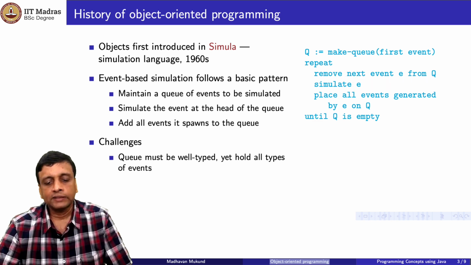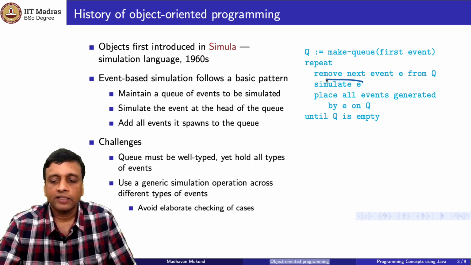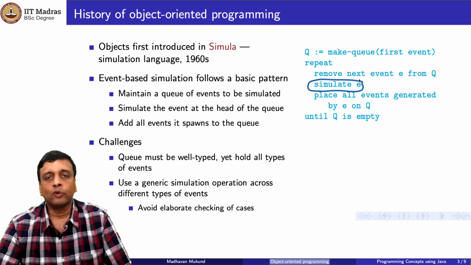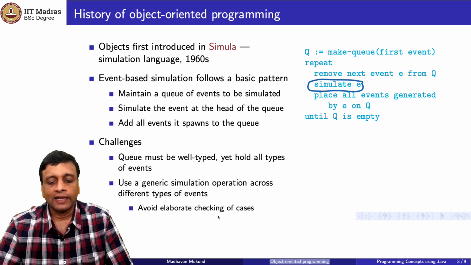So what is the problem with this? Well, the first thing is that the queue is a regular data structure. So normally when we have a queue or a stack or an array or any sequence that is well typed, all the elements of this data structure must be the same type. Now events in such a system will typically be of many different types. So how are we going to accommodate all the different types of events into a well typed queue? The second thing involves this step. So when we say simulate E, this means we have to perform the actions that E performs on its environment, the environment that we are simulating, and this will differ from event to event. So one way to do this is to have an elaborate checking of cases.